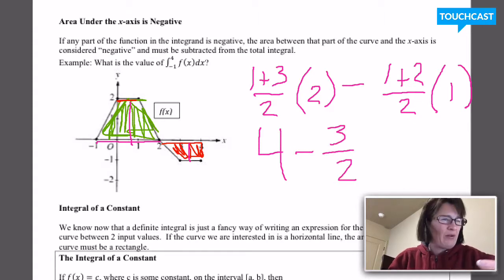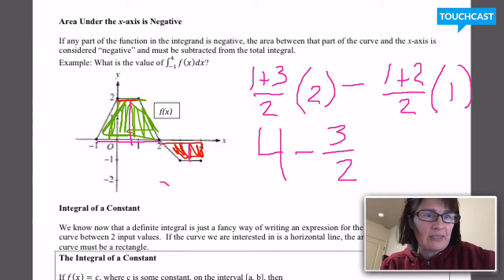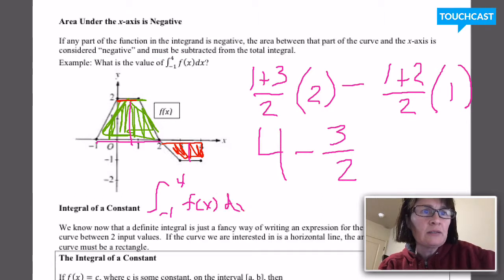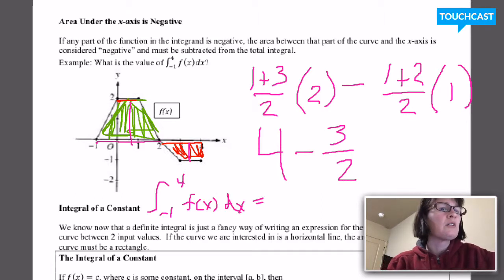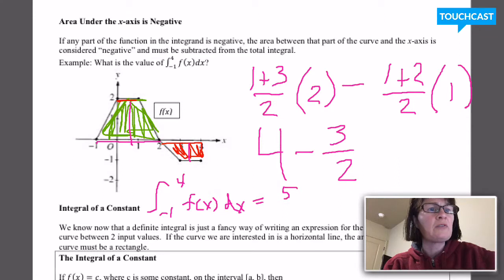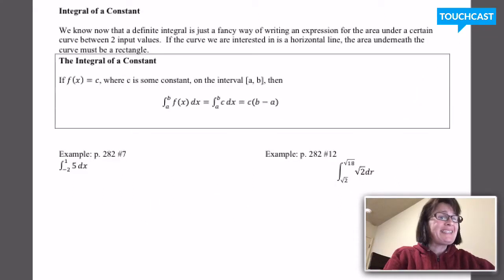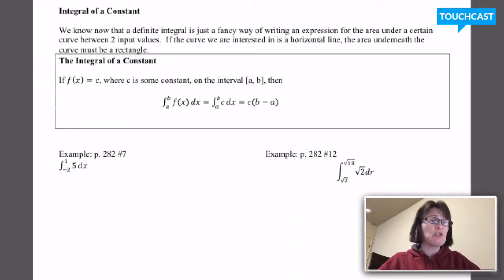So I'm going to write how I would write my final answer. I would say that the integral from -1 to 4 of f of x dx is 4 minus 3/2, which is 5/2. Final answer. Okay, one last idea, because we're going to save the part with the calculator for when we're in class together. Our next job is to learn how to find the values of a bunch of different kinds of definite integrals. So we'll start off with one that's not too bad.